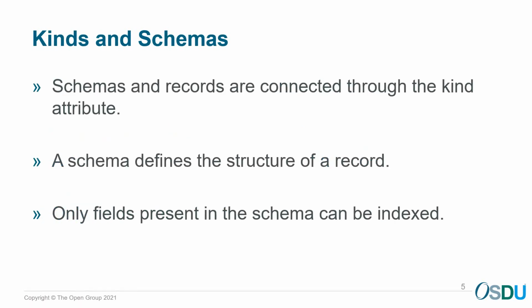A record must have kind, and the value is the name of the schema. A schema defines the structure of a record, the set of fields, and their data types. Note that only fields present in the schema are indexed. Although working with schema via the storage API has not been deprecated yet, its use is discouraged to help with the transition to the schema API.